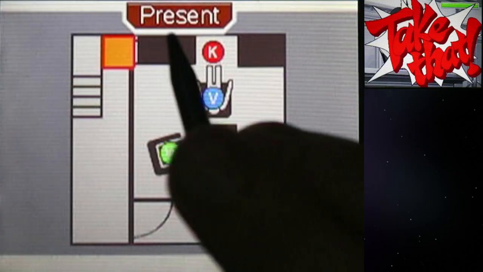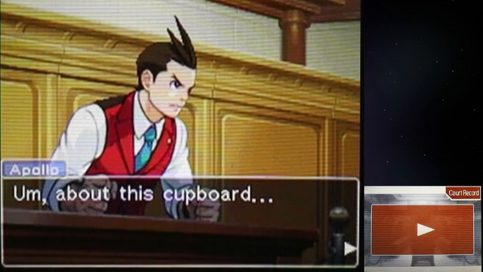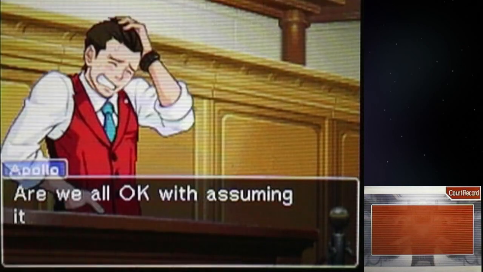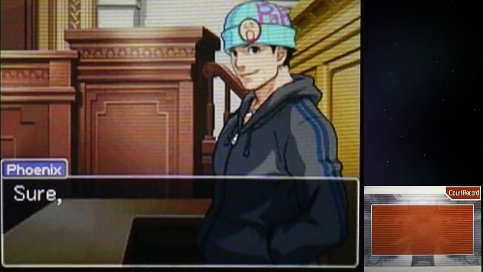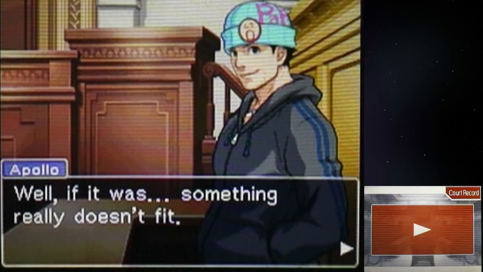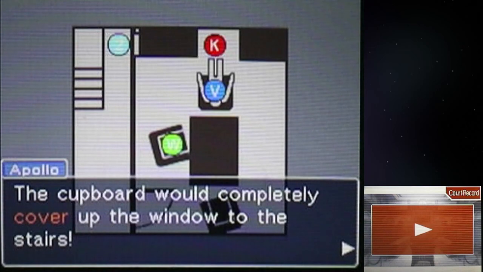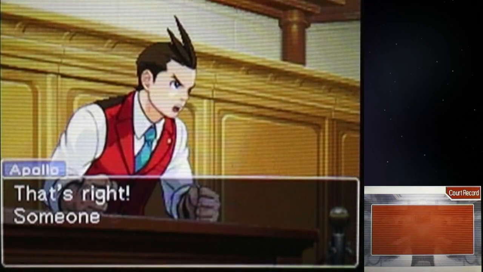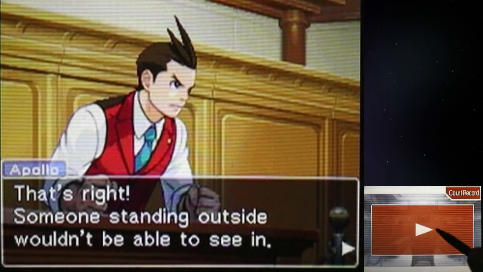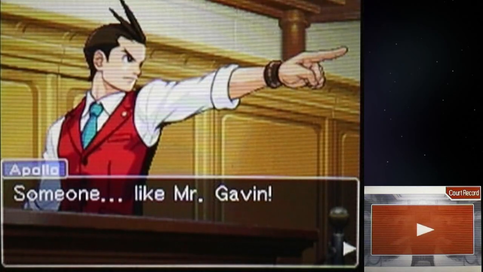Oh my. About this cupboard. Are we all okay with assuming it was moved? Sure, why not? Well, if it was, something really doesn't fit. The cupboard would completely cover up the window to the stairs. That's right, someone standing outside wouldn't be able to see in. Someone like Mr. Gavin.